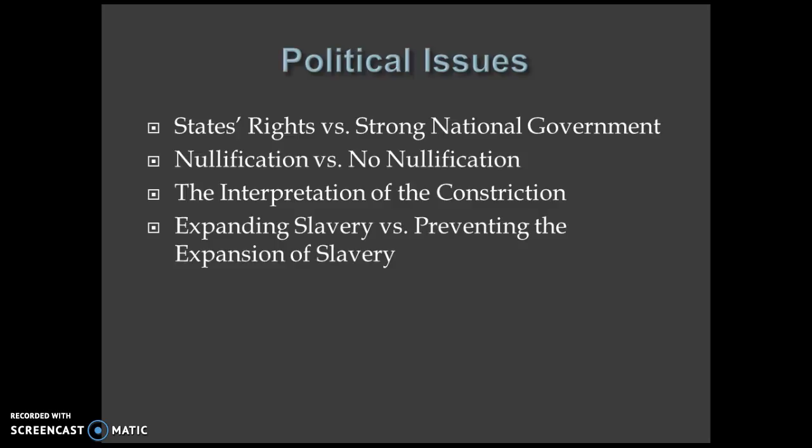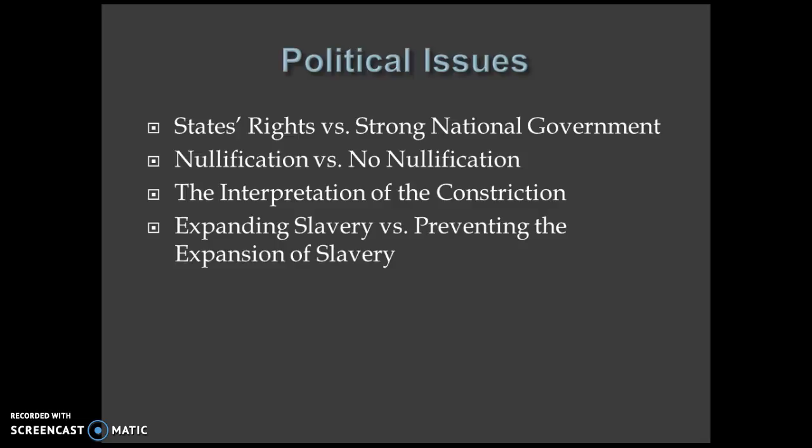So some of the political issues that are going to be long-term causes of the war: you're going to have the states' rights argument that we've talked a little bit about with the Kentucky and Virginia resolutions, versus the idea of the necessity of a strong national government. That's going to be South versus North. You're going to have the issue of nullification. Do states have the right to nullify and reject federal laws if they don't agree with them? Or is that something the states don't have the right to do? Again, South versus North. Both sides are going to interpret the Constitution a little bit differently.